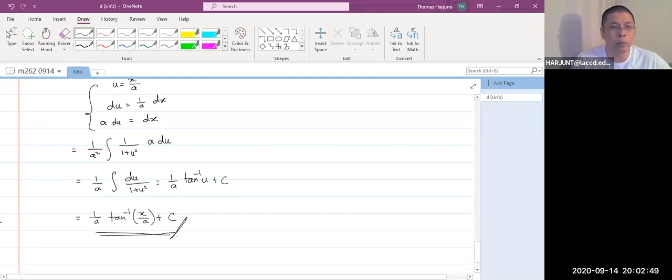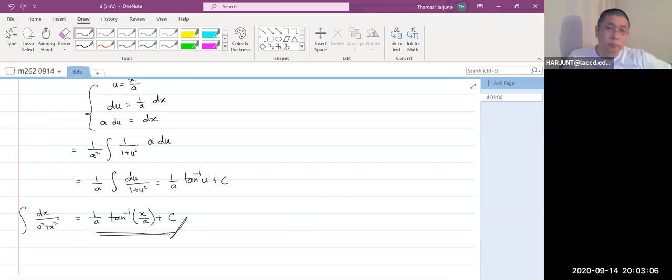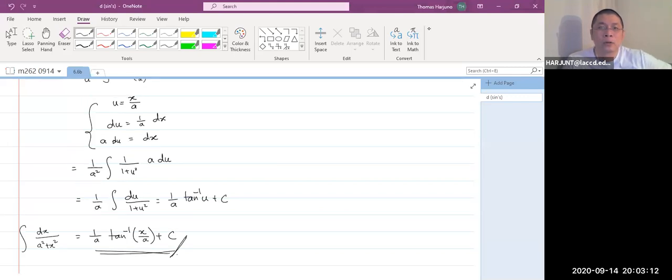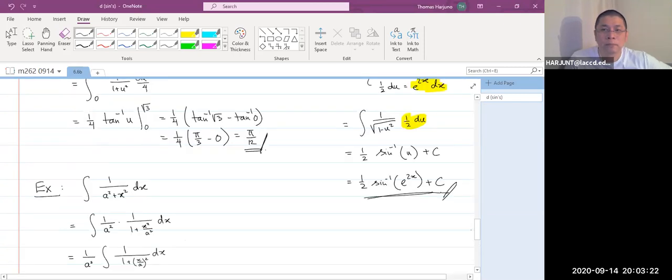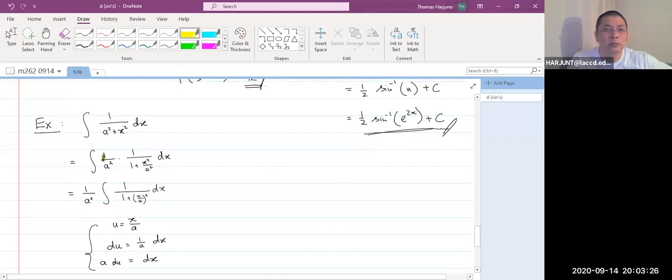Now I want you to memorize this, because in chapter 7 we see this integral a lot: dx over a squared plus x squared. Why does 1/a squared come outside the integral? Because 1/a squared is a constant. The variable of integration is x, so I can pull this out. It's not under the influence of x, right?